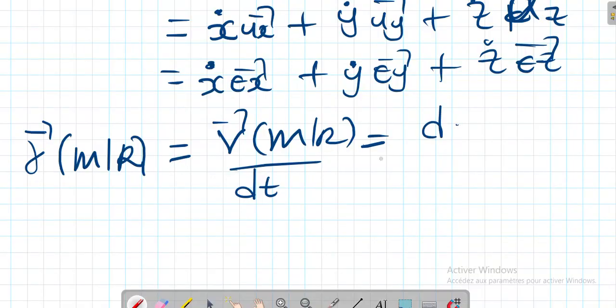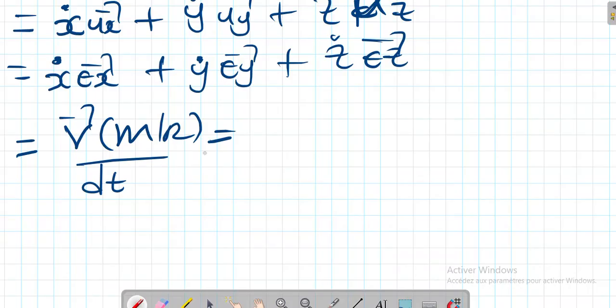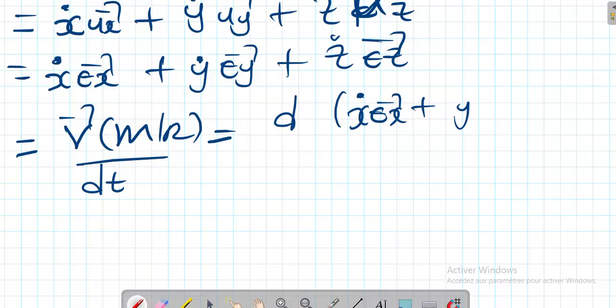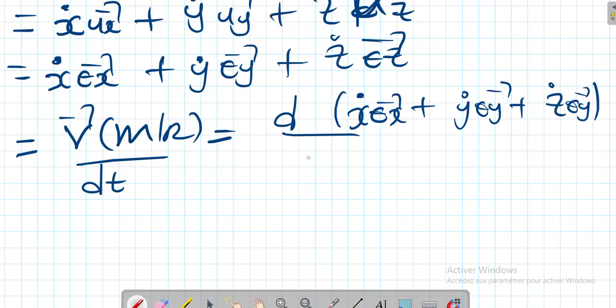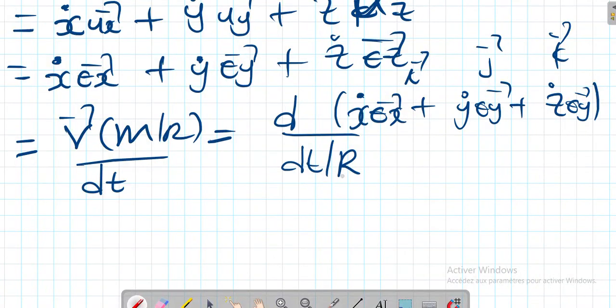Let me not confuse you with the double derivative, the second derivative I mean. So in short, you just find the derivative of what you found: x dot ex plus y dot ey plus z dot ez. Please watch the coordinate systems. They're going to help you a lot in R. So you know that ex, ey, and ez, they are what in R? They are unit vectors of R, so they are fixed.